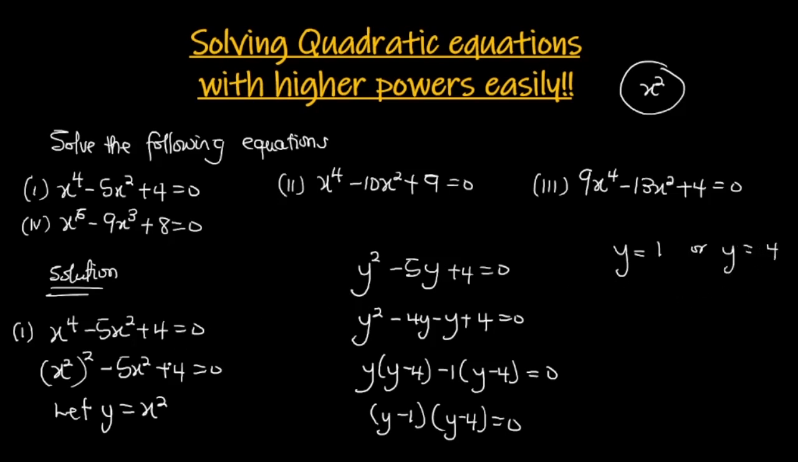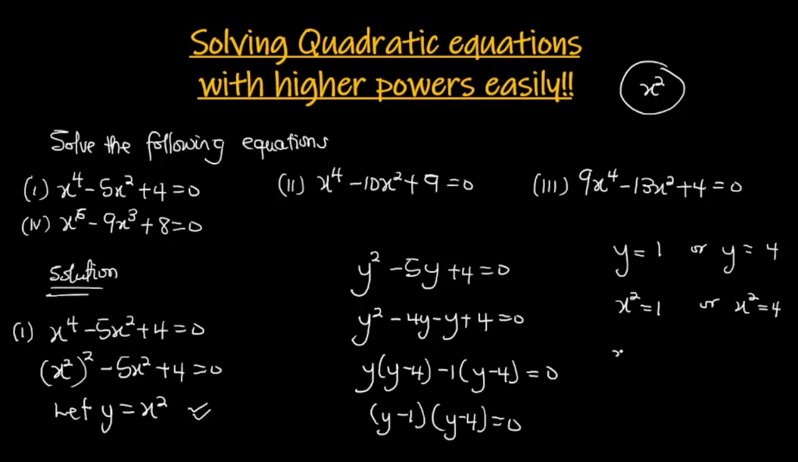Now remember, you made a statement that let y be equal to x squared. We did not have that given to us in the question. We introduced it ourselves. So it means that our y is not our answer. We need to substitute it back into this equation and get the value for x. So we say that now this becomes x squared is equal to 1 or x squared is equal to 4.